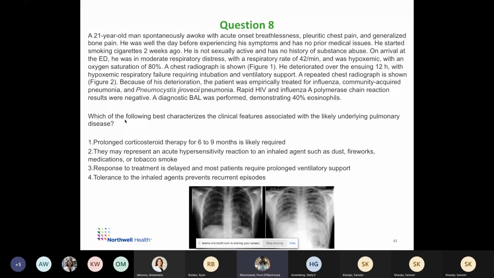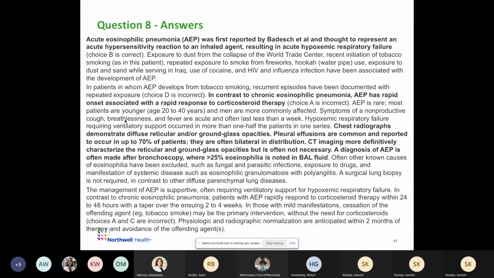So they give us a BAL that shows 40% eosinophils, and we have someone that has acutely changed based on their clinical status, needing to be intubated, and their X-ray. So this is acute eosinophilic pneumonia, and it's thought to be an acute hypersensitivity reaction to a medication or an inhaled agent. In this case, it's the fact that he just started smoking, and so in contrast to chronic eosinophilic pneumonia, AEP has rapid onset and is associated with a rapid response to corticosteroids. So people don't need 9 months of steroids as part of their treatment.